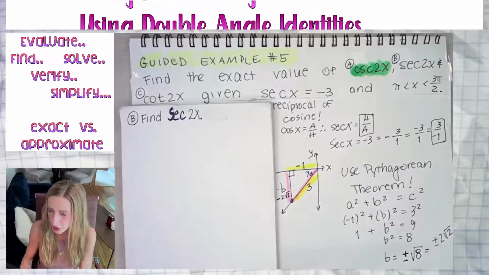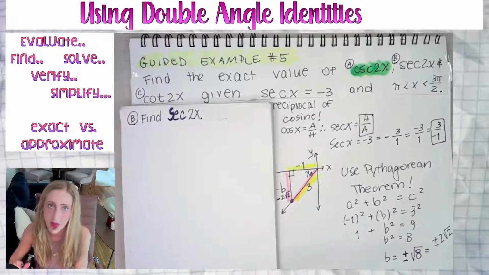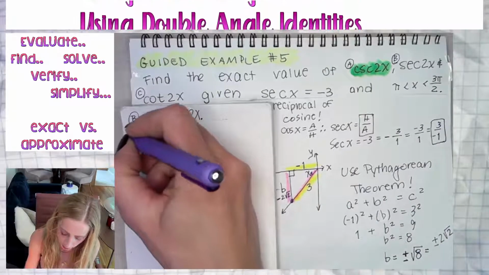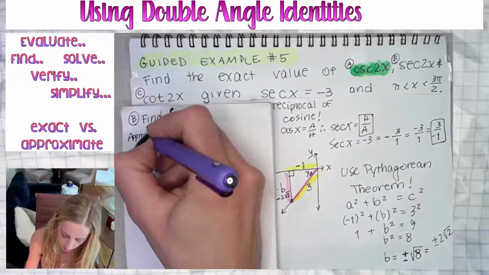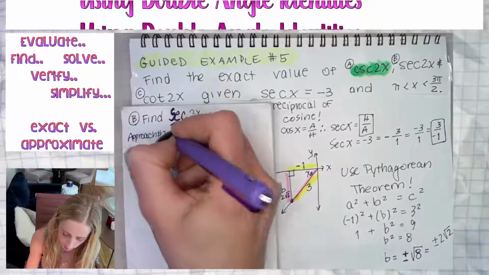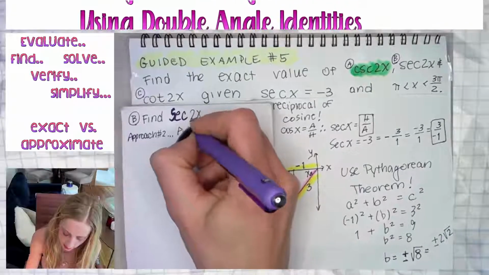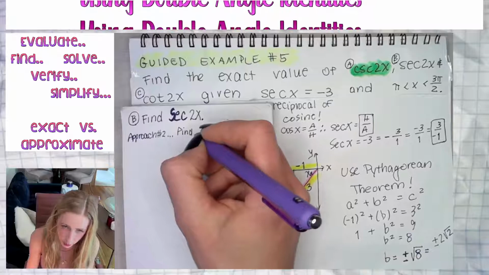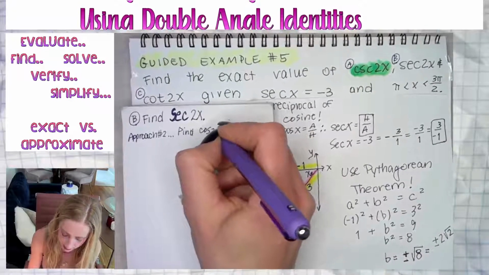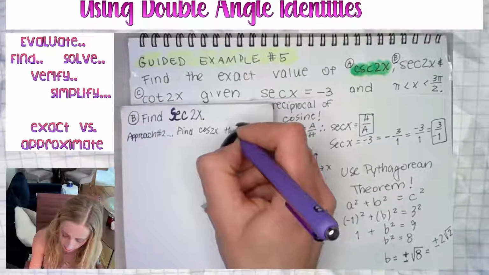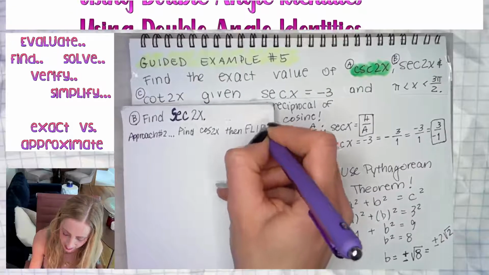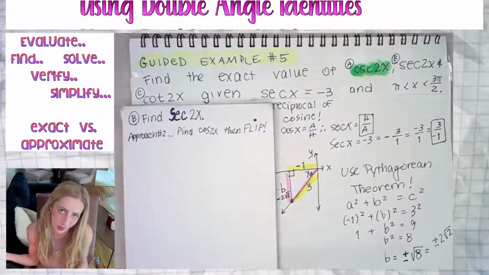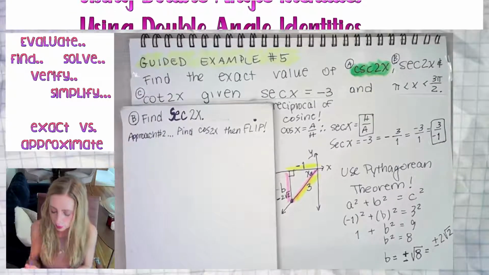I'm going to straight up just find cosine, and then at the very end, I'm going to flip it. So approach number 2: find cosine 2x, then flip. I know I didn't really write anything out before, but you're going to see why this is different. I feel like the other way was more traditional. But the problem with approach number 2 is some people just forget to flip it, and then you have the wrong answer. So make sure you remember that.